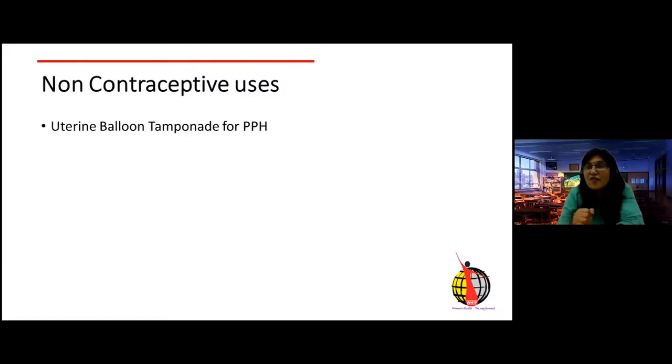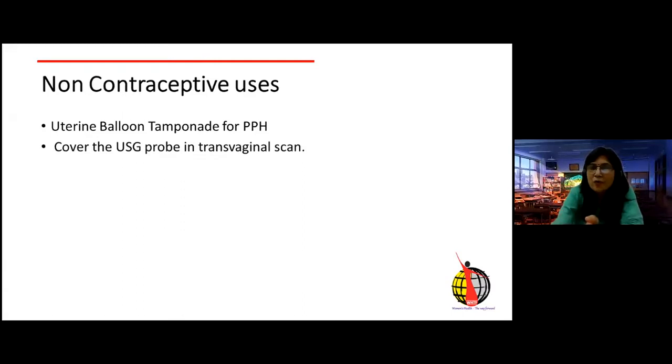So how many of you know this and have used this for an emergency? This is used as a uterine balloon tamponade for PPH management. Very, very effective if used properly. Of course, everybody knows that it covers the USG probe in transvaginal scan, and prevents STDs.